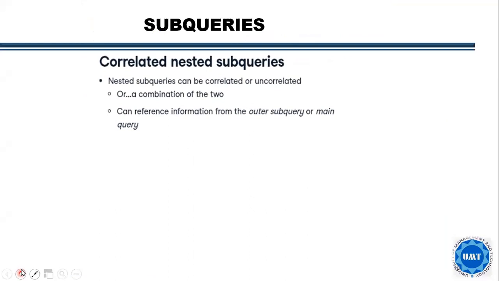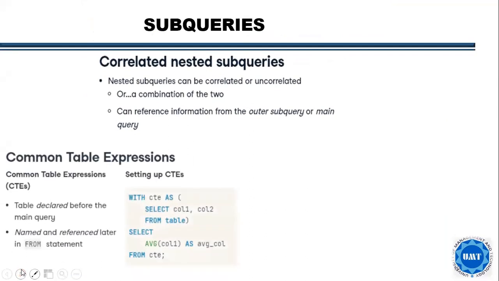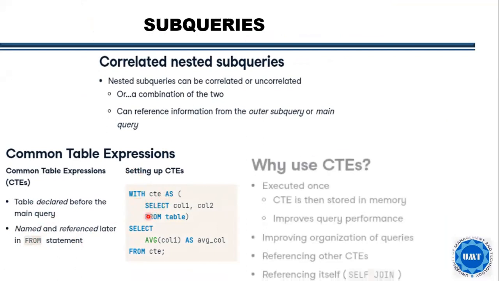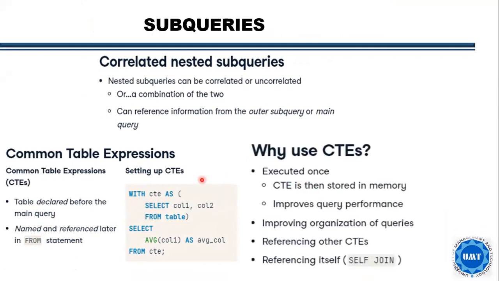And now we are going to study the subqueries. Correlated nested subquery can be correlated and uncorrelated. CTE, common table expression, a table declared before the main query and named and referred to later from the table. With CTE as, this is the syntax for using CTE. And why are we using CTE? To execute once, the CTE is then stored in the memory, improves the query performance and the organization of the queries, and allows referring to other CTEs.